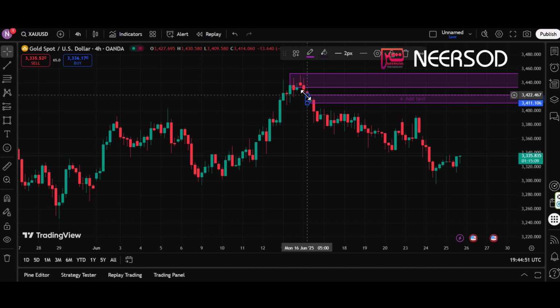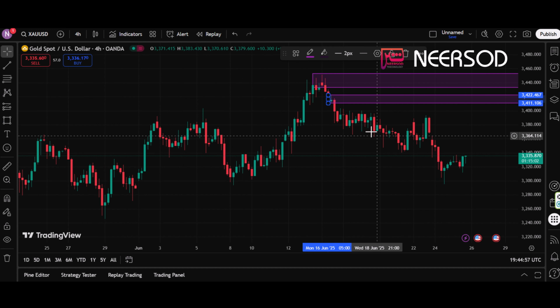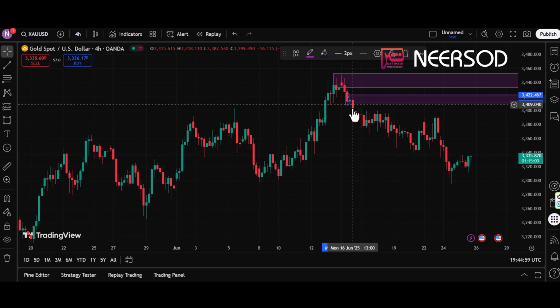But since gold's higher time frame structure is bullish, when the price reaches these zones, I'll only enter trades with confirmation, and I'll take profit at the right time because I know the price may invalidate these zones.